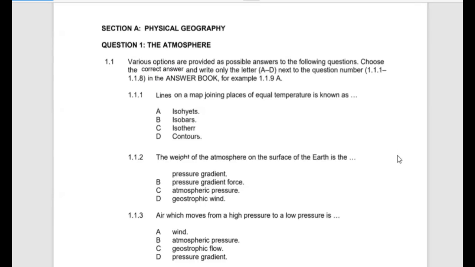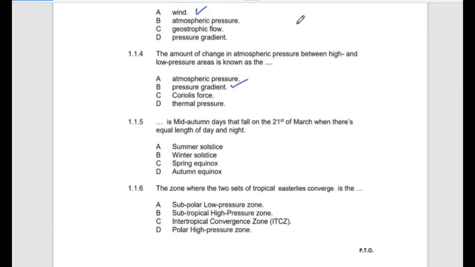So basically, we can just highlight our responses as we've discussed. We said this is isotherm, and that the weight is atmospheric pressure. Air which moves from high pressure to low pressure is wind, and the amount of change in atmospheric pressure between high and low pressure is the pressure gradient. And also we said that this is autumn equinox.